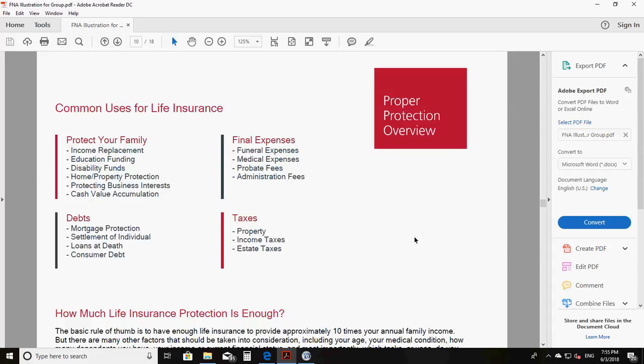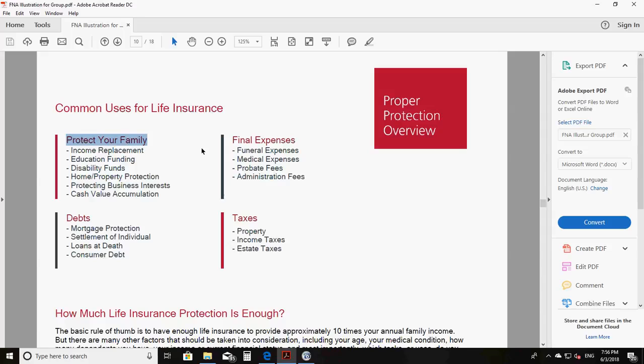Then we move on to the protection overview. We have some revolutionary, innovative products that are new to the marketplace and desperately needed in today's society. But we want to start with the common uses of life insurance, because when people hear life insurance, they instantly go here: final expenses. Of course, funeral, medical, and any associated probate or admin fees.